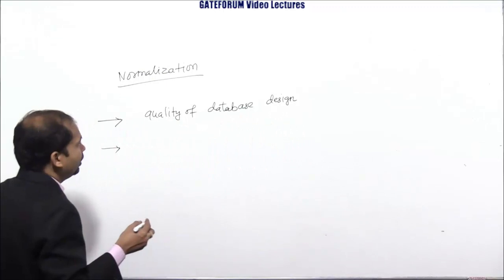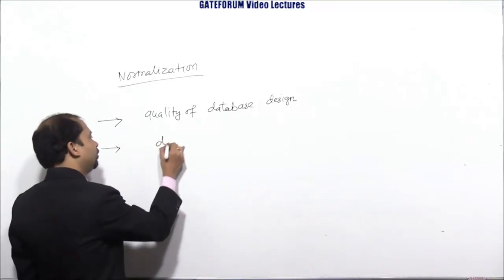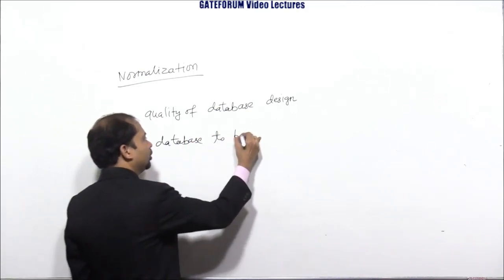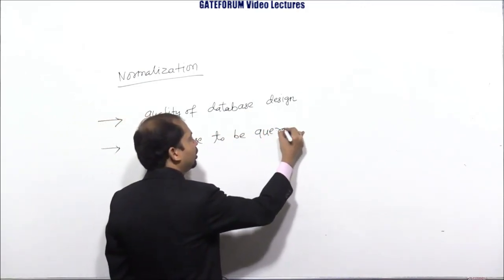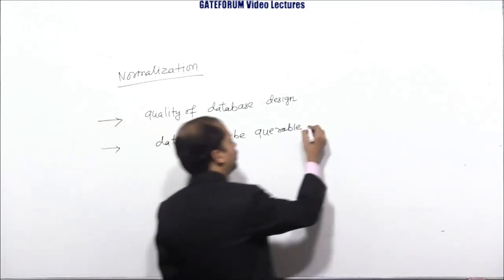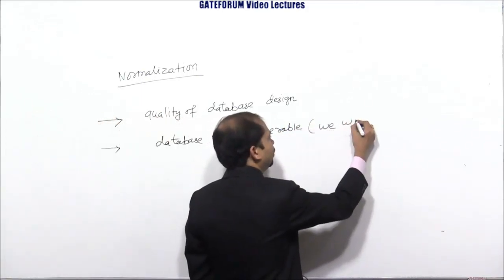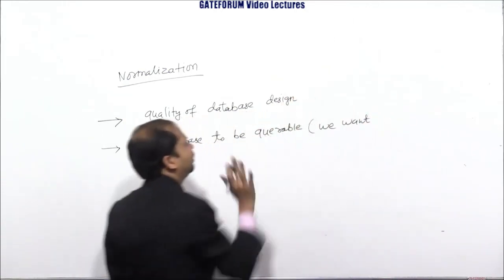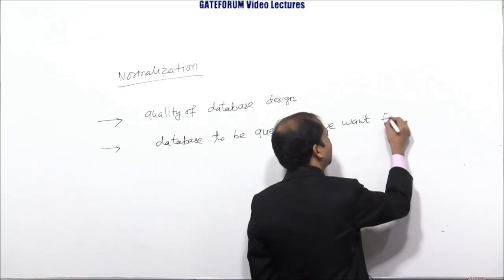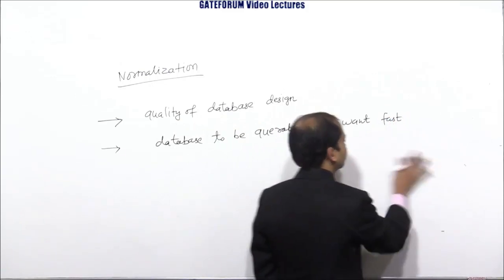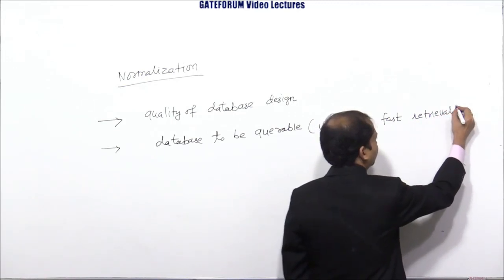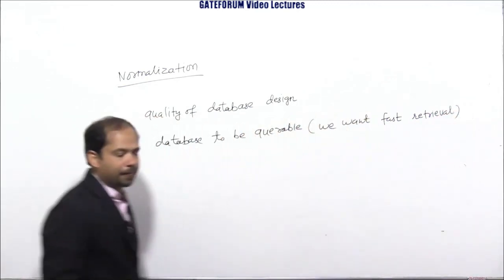So we want the database to be queryable, or retrieval to be fast. We want fast retrieval. Normalization is the answer to all these things. We want the database to be queryable, or we want fast retrieval. Right.